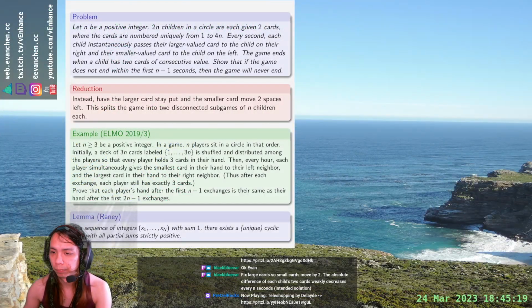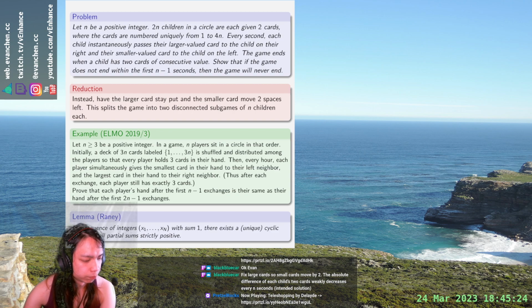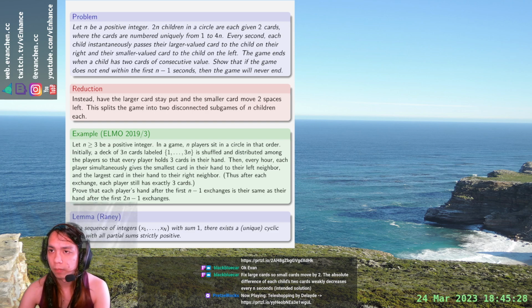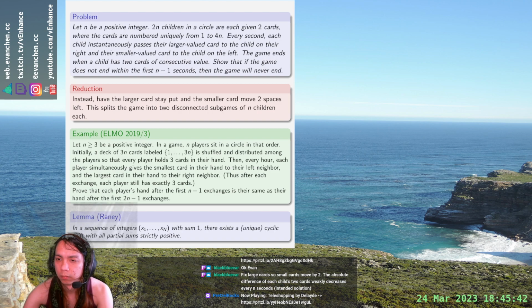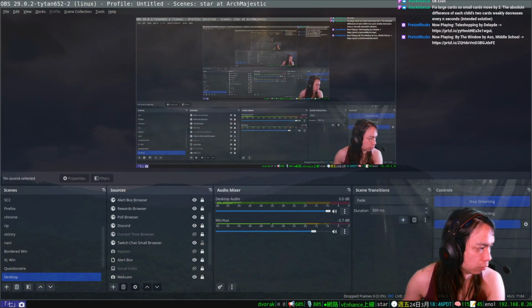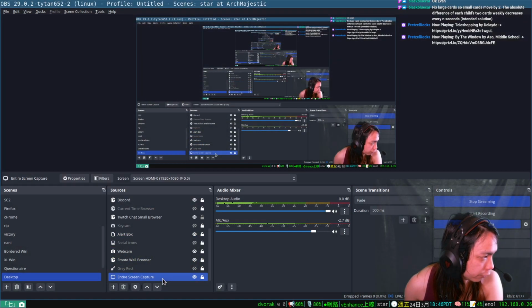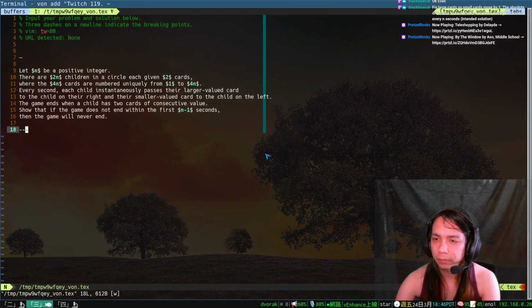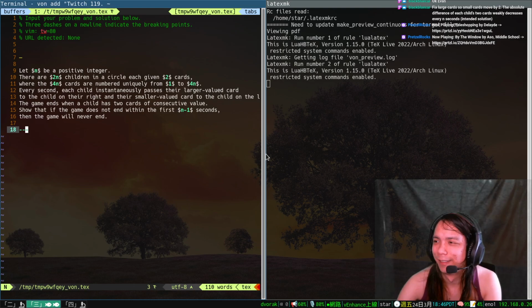Oh, this is not the... I feel like it should remember which screen it is, so I don't have to keep changing it. Okay, let's do the write-up. Yeah, okay.